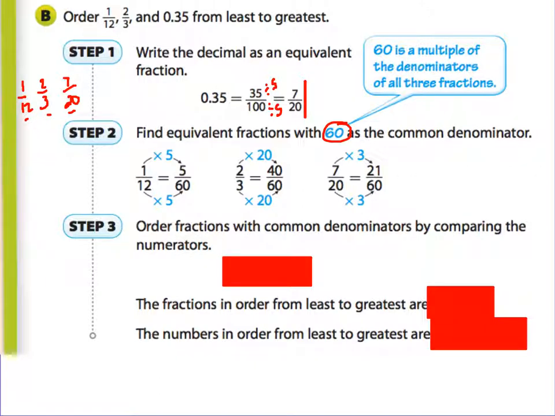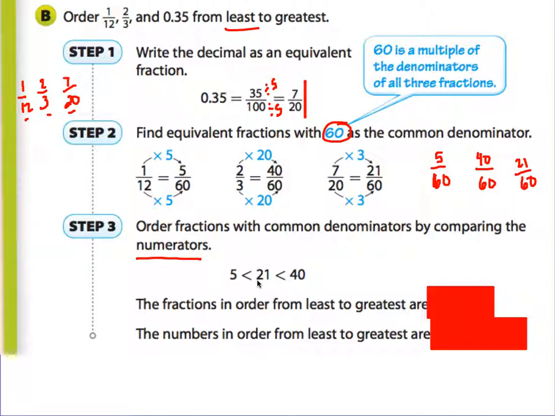So now the numbers that I have to compare are 5/60, 40/60, and 21/60ths. And I want to go from least to greatest. Well, now, since all my denominators are the same, I can just compare the numerators. Well, the one that has 5 out of 60 is going to be the smallest. And then the one that has 21, and then the one that has 40. So I know 5 is less than 21, which is less than 40, which means that with my equivalent fractions, 5/60ths is going to be less than 21/60ths, which is less than 40/60ths.